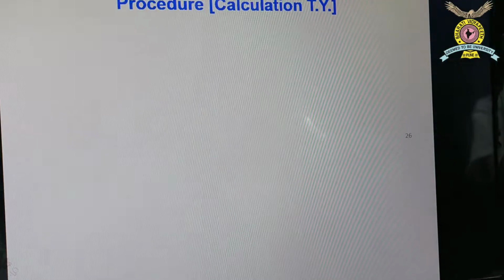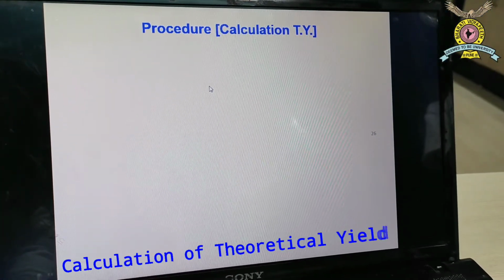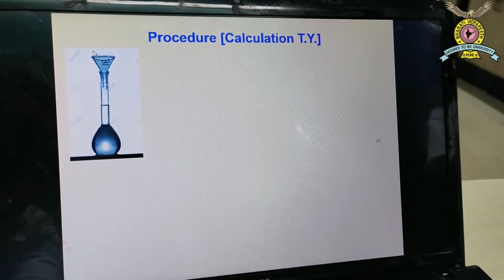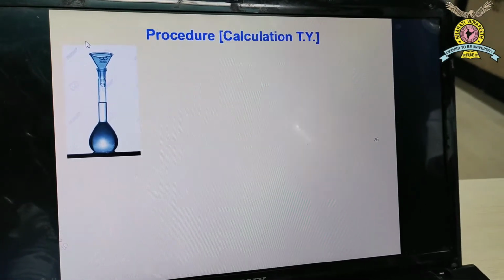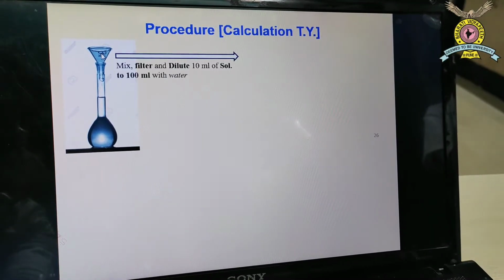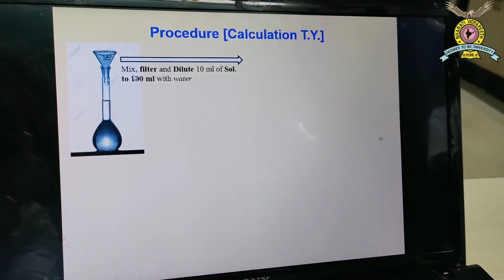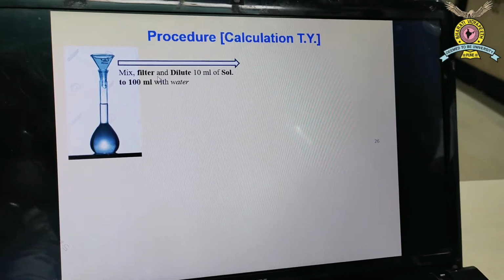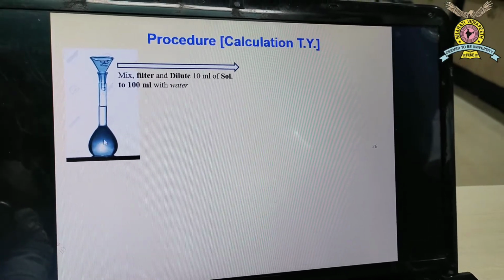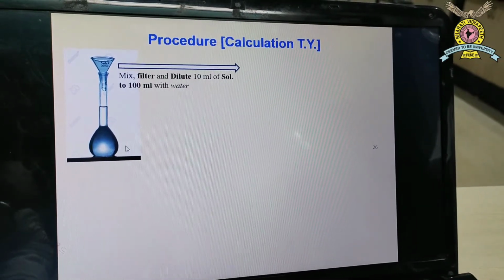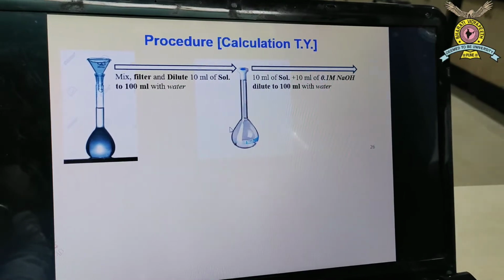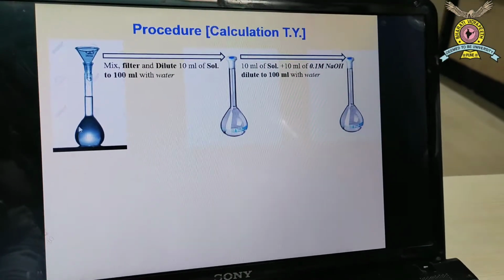With this procedure we will calculate the theoretical yield. And here, first solution. So in this first solution, what did we keep? We kept the tablet powder, and that tablet powder was mixed. Then after that, what happened? The NaOH was added and volume was made up. Okay, then the second solution was prepared, and then the third solution was prepared.